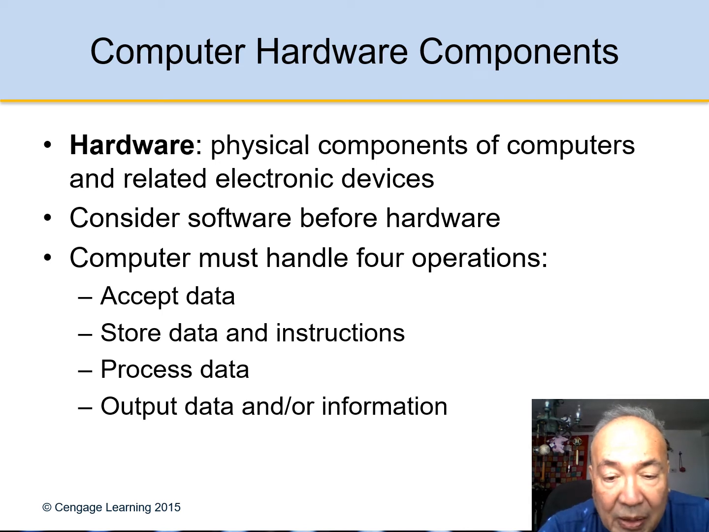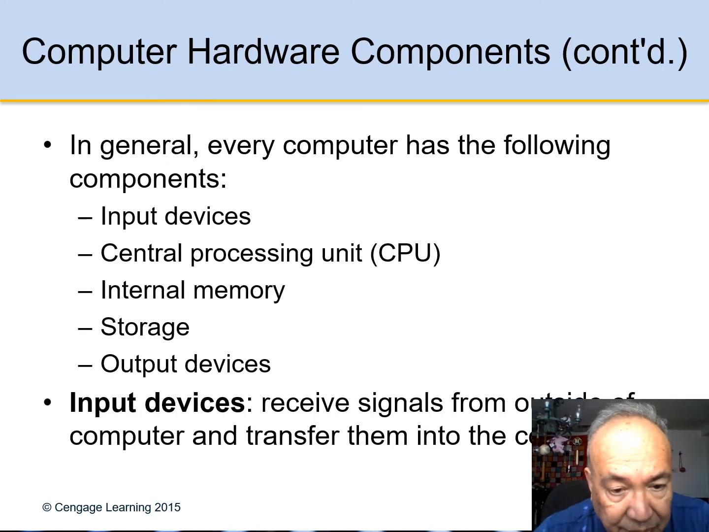So there are four basic operations of a computer, whether it's software or hardware. Accept the data, store the data and instructions, process the data, and output, or now we have information. So these are the general hardware components of the computer.